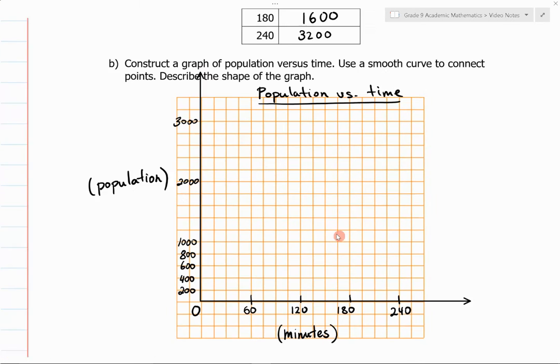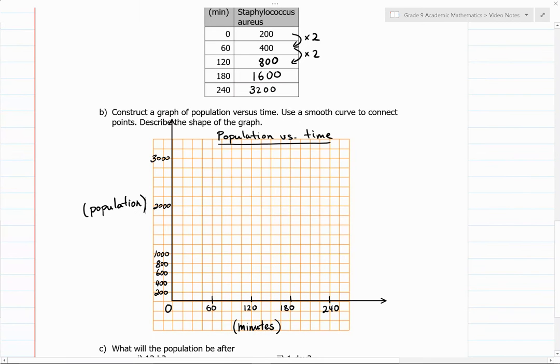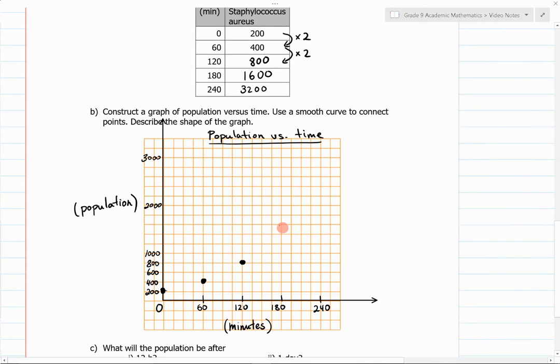I'm going to plot my points. The first point is 0 and 200, so I'm going to put a big point right there. Then I have 60 and 400, another point right there. And then 120 and 800, another point right there. So it's gradually starting to increase. After 180 minutes, I have 1600, so I'm going to be right there. And after 240 minutes, I'm at 3200. I'm all the way up here.